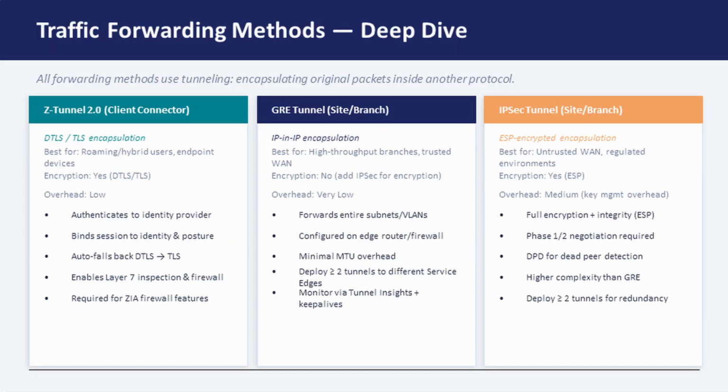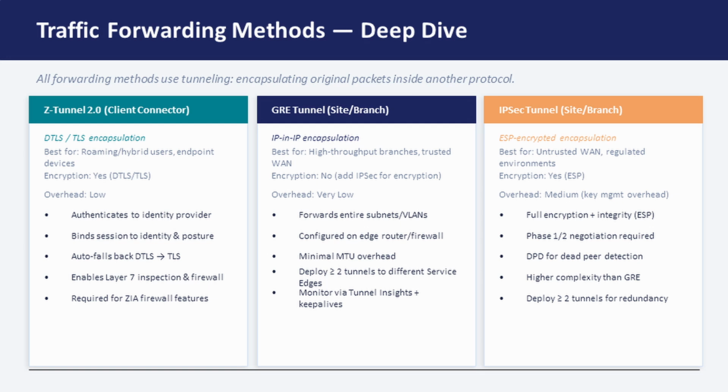All 3 forwarding methods share one common concept: tunneling. Tunneling means you take your original packet and wrap it inside another packet with a new header. The wrapped packet travels to an intermediate destination, the Zscaler Service Edge, which unwraps it, inspects it, and forwards the original to its actual destination. Think of it like putting a letter inside an envelope.